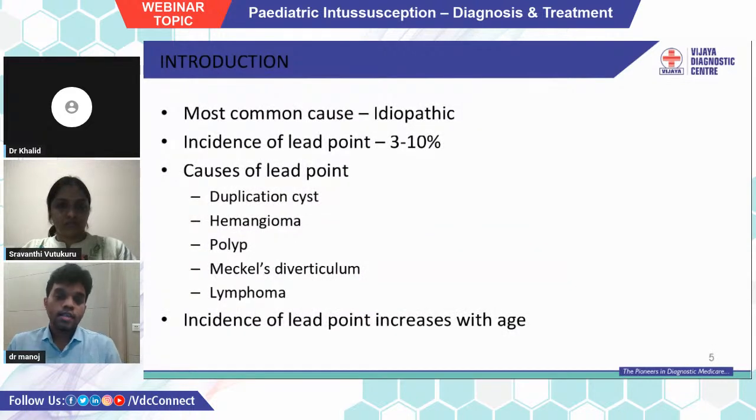Most of the cases are idiopathic in nature, with approximately 3 to 10% of the cases showing a lead point. The common causes of a lead point are duplication cysts, hemangiomas or polyps, Meckel's diverticulum, and lymphoma. An important thing to remember is that as the age of the child increases, the incidence of a lead point increases.